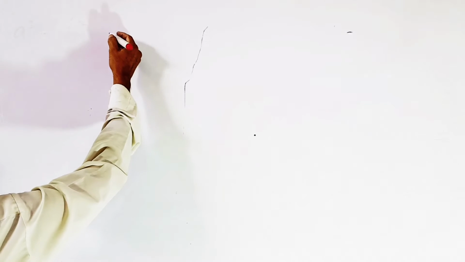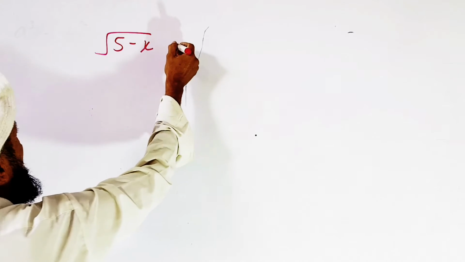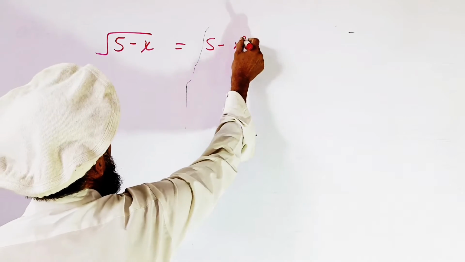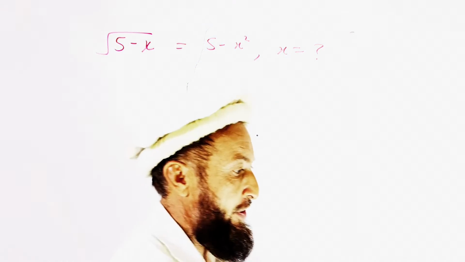Today we have a new radical equation for you. Very interesting question, so let's start. The equation is 5 minus x under the root is equal to 5 minus x square. How do we calculate the unknown x? Very tricky question.